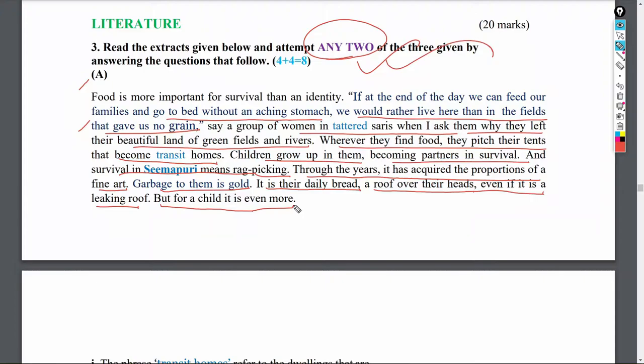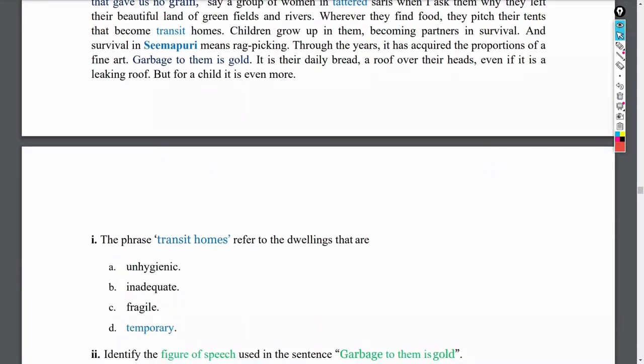Now see, from here the question will be asked. You see what will be the type of the question. Let us go for it now. Let us see the type of the question.